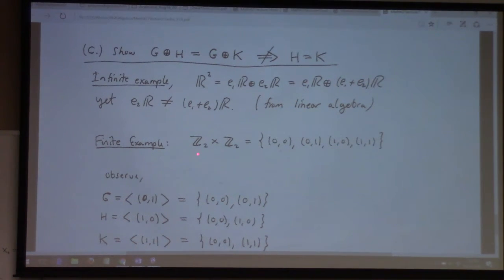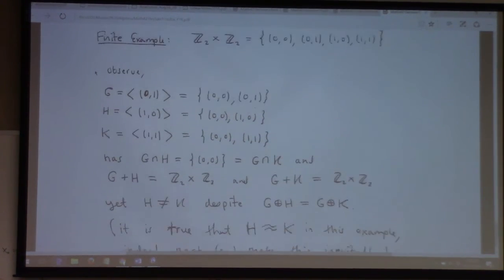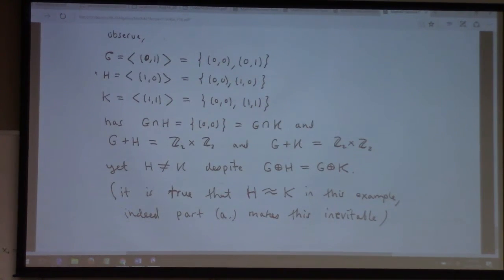Definitely. And then here, in the finite case, if you look at the Klein 4 group, it gives you the examples you're looking for. So if I take the direct sum of G and H, or if I take the direct sum of G and K, I'll get the Klein 4 group. And then let me just be more explicit down here. So it's easy to see that these intersect at the origin, just the zero. So the intersection is just the trivial group.